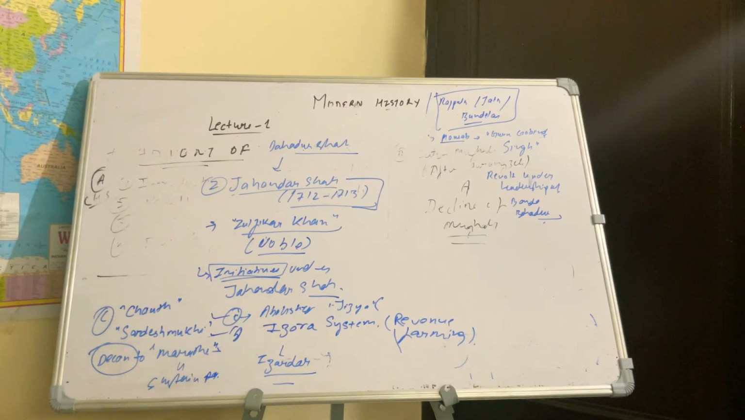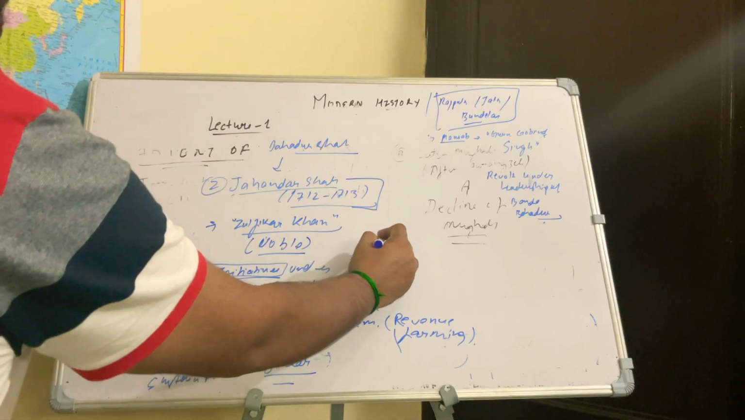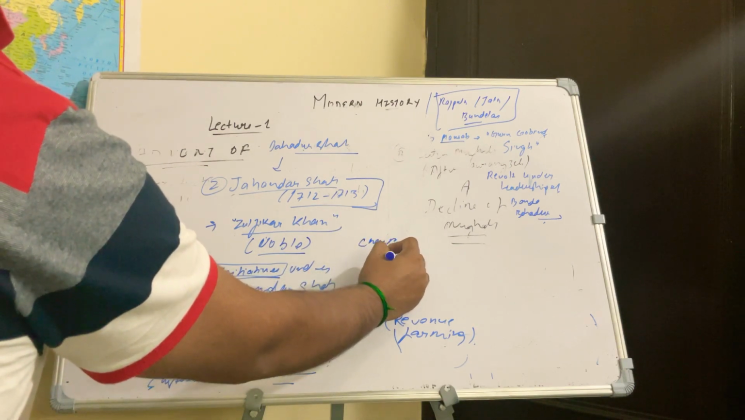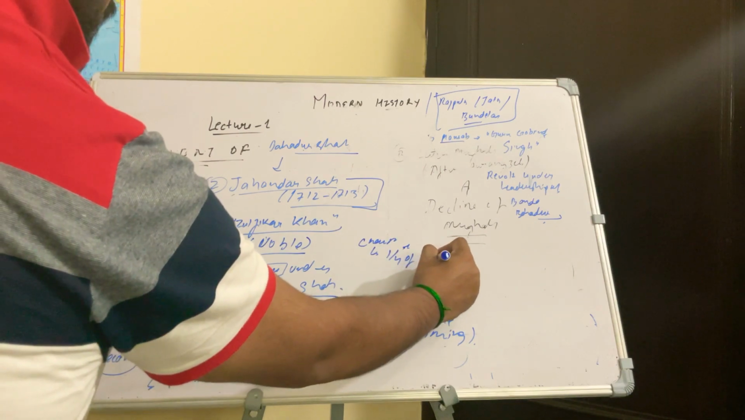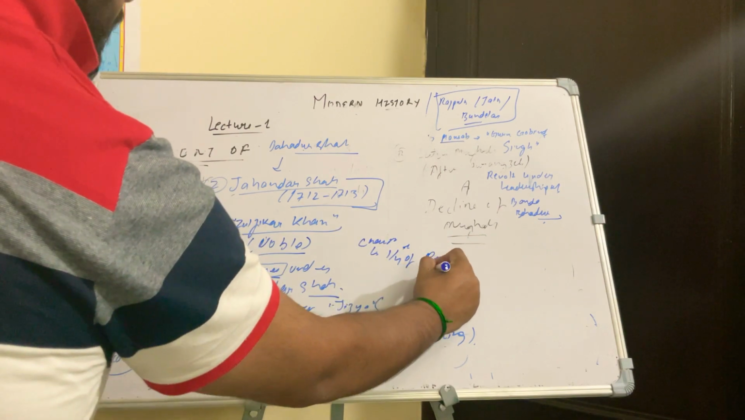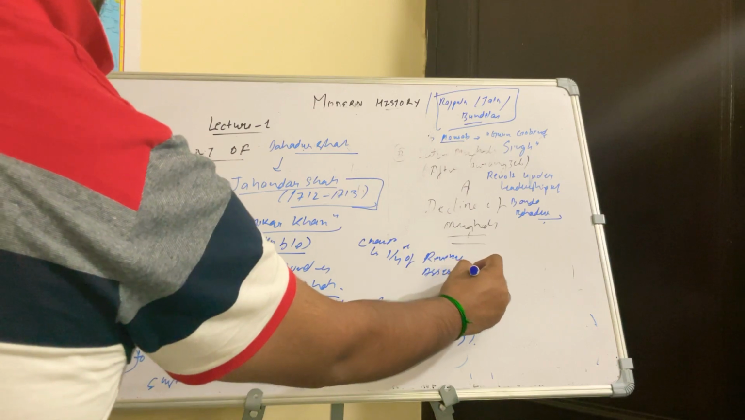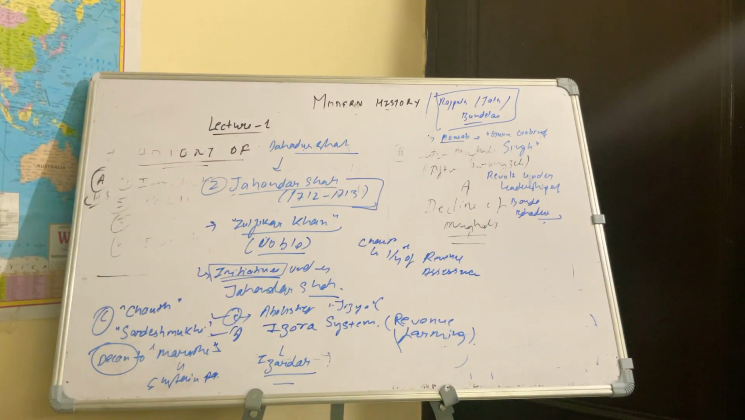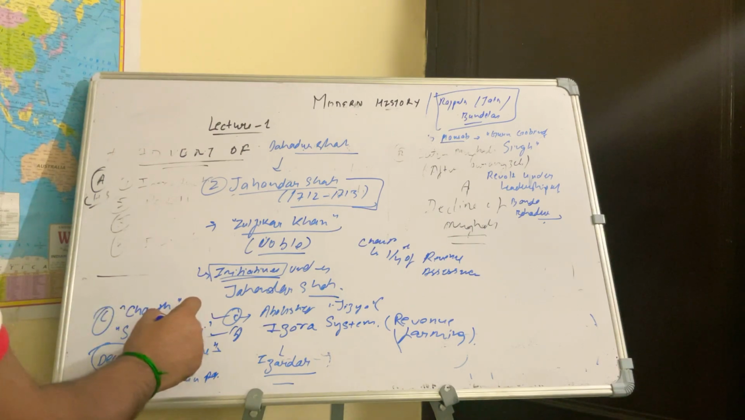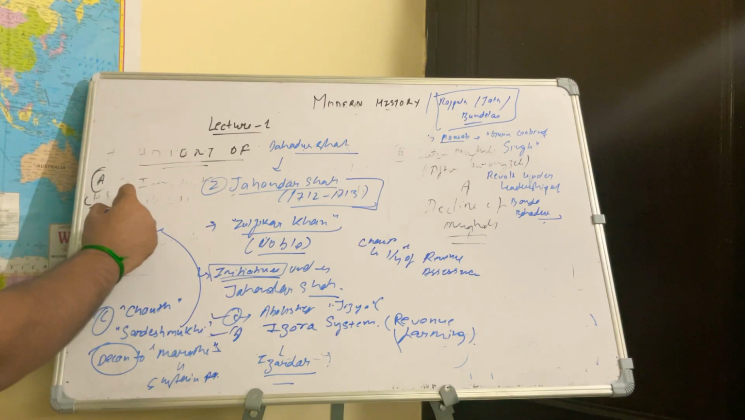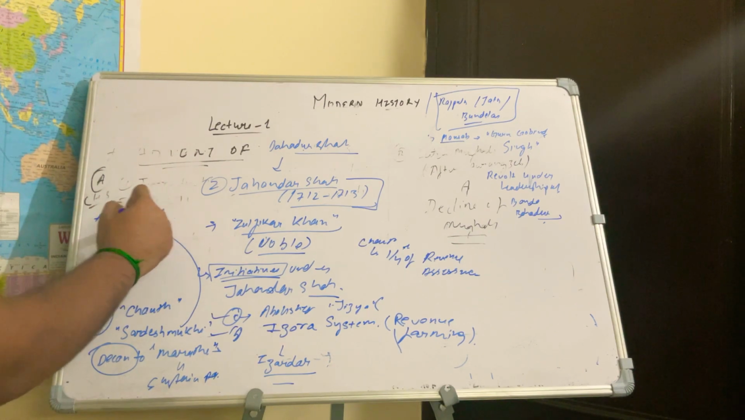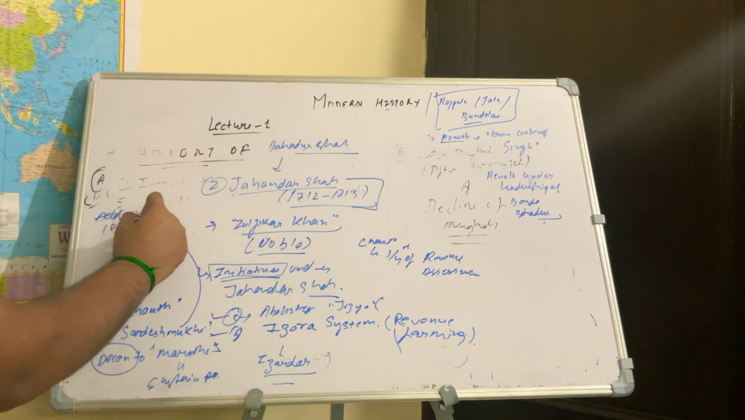Now what is Chauth? Chauth is one-fourth of the revenue assessment. And Sardeshmukhi, I am writing here, is the additional 10% levy tax.